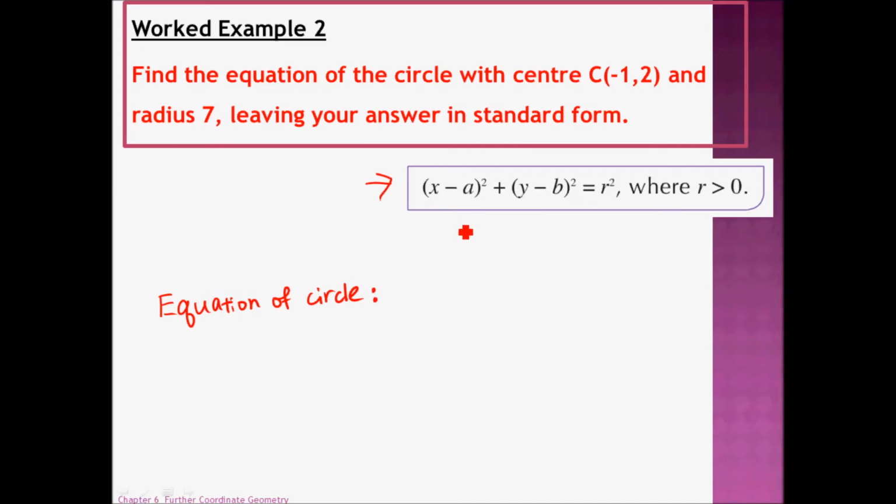Now, this is the equation in standard form. So from here, what we need to do is to find the values of a, b, and r given in the question. Now, we know that a is actually the x-coordinate of the center, which is -1. b is 2. And r is the radius. So what we do next is to just insert these three values into the standard form.